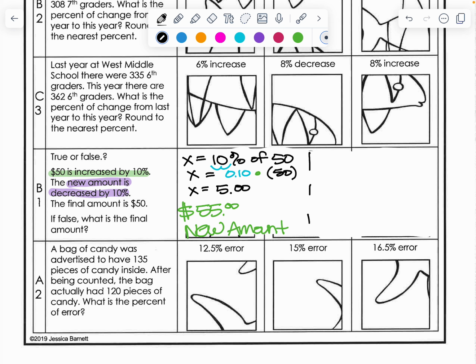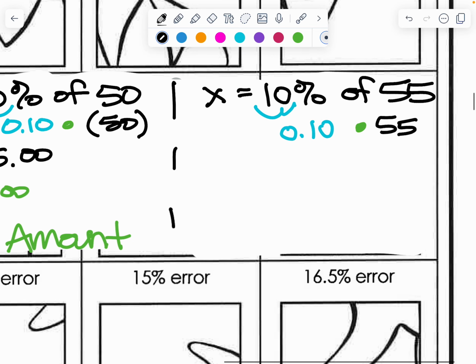All right, so I want to know what 10% of our new amount, which is $55, is. It's really not that hard. Of means multiply. You got this. We move it over 2 times. That'd be 0.10 of 55. See, this isn't looking bad. Okay, put that in your calculator, and you get $5.50.